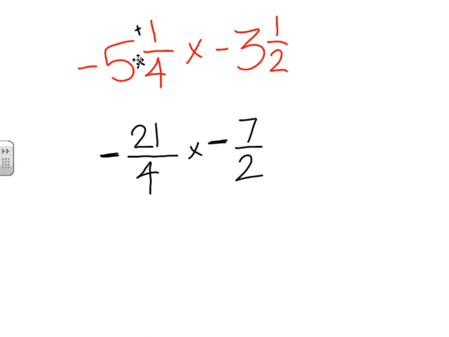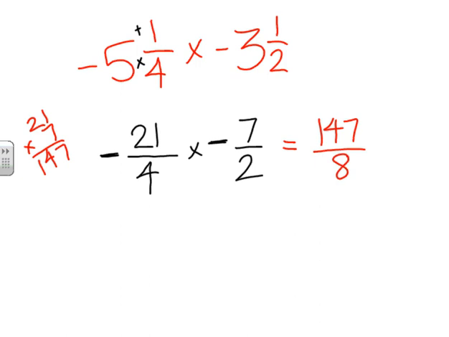So we're going to multiply across the top, across our numerators. A negative multiplied by a negative is a positive, so we don't need a negative sign out front. And we're just going to multiply out 21 multiplied by 7. So off to the side, write 21 multiplied by 7, and just take a moment to multiply that out. Okay, you should get 147 as your new numerator, and for your denominator, we're going to do 4 times 2 to get 8.